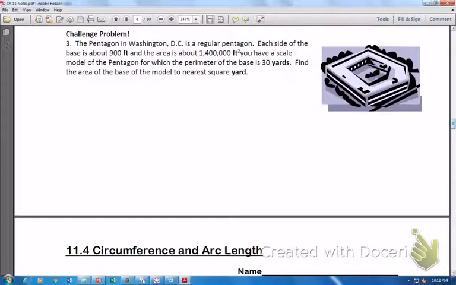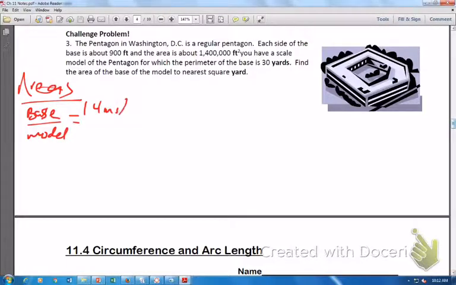Okay. So areas. Base to model. Well, the area of the base is 1.4 million square feet. Okay? We don't know the area of the model. So here's what I'm going to do. I'm going to use the perimeter to find that scale factor.